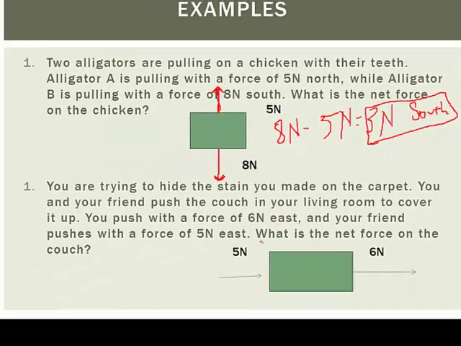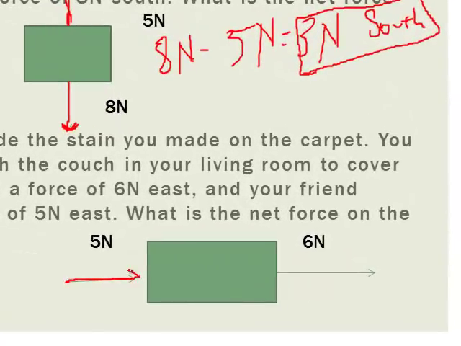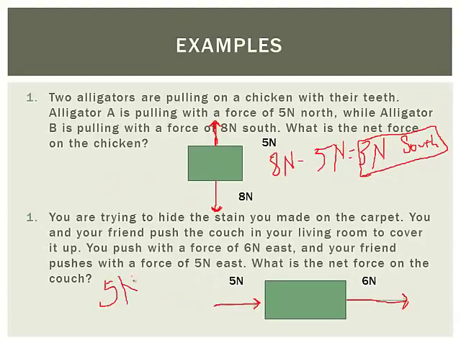Okay. Let's look at the next one. You're trying to hide a stain that you made on the carpet, so you and your friend are moving the couch. You push with a force of 6 newtons east, and your friend pushes with 5 newtons east. If you notice, both of these vectors are going in the same direction, so you add them together. 5 newtons plus 6 newtons equals 11 newtons, our resultant magnitude. And because they're both in the same direction, our overall direction is east.